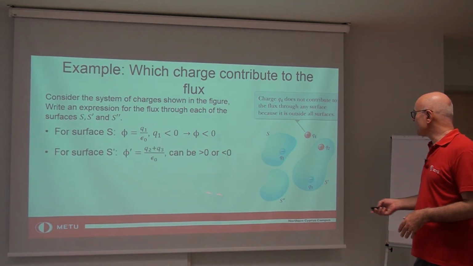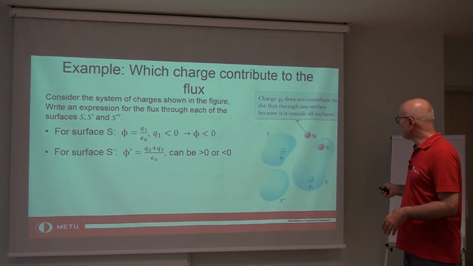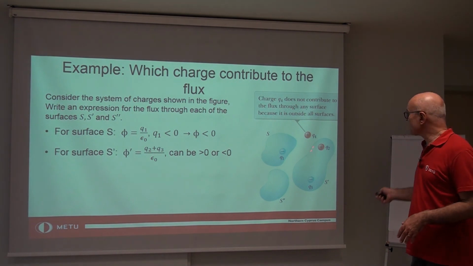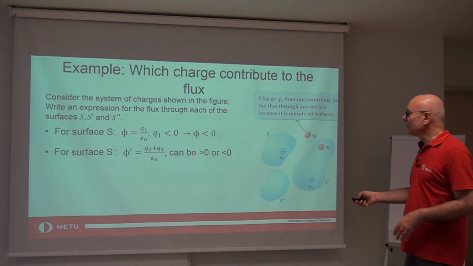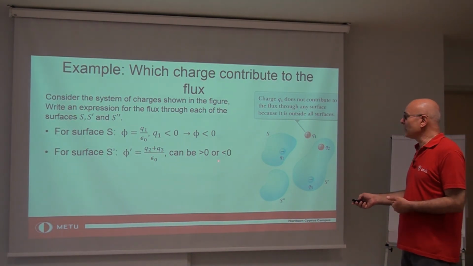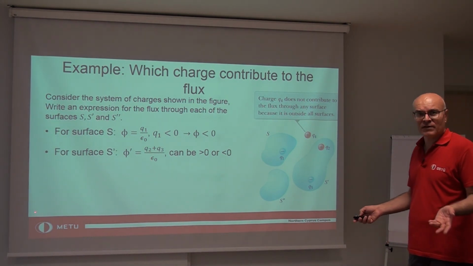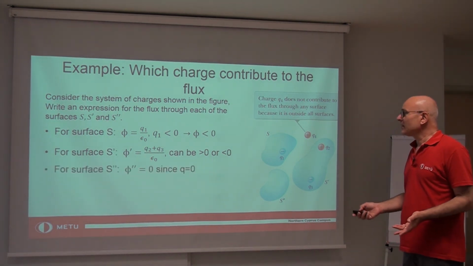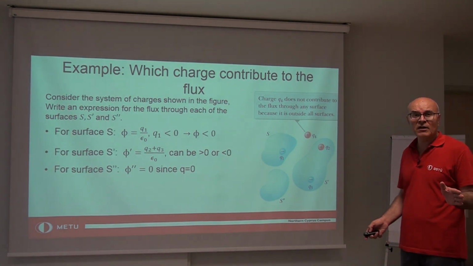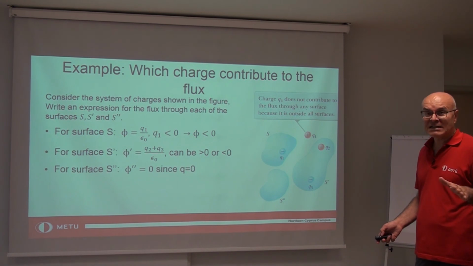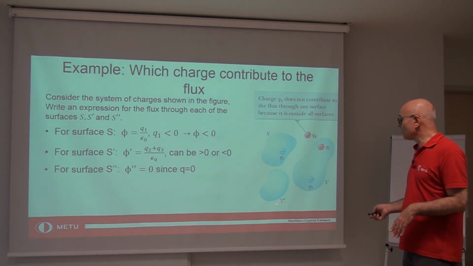If you look at surface S prime, the second surface, in this case it encloses 2 charges, Q2 and Q3, so the flux through S prime, which is phi prime, is this. Now this can be greater than 0 or less than 0, depending on which one is larger, and if they are equal it can even be 0. Now for S double prime, this surface doesn't enclose any charge, so the net flux through that surface is equal to 0. Okay. So there's no problem.